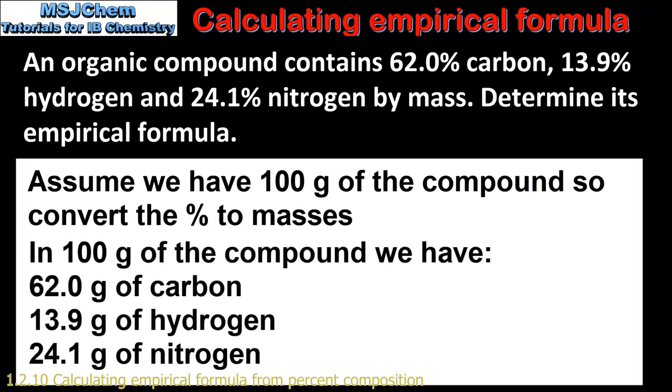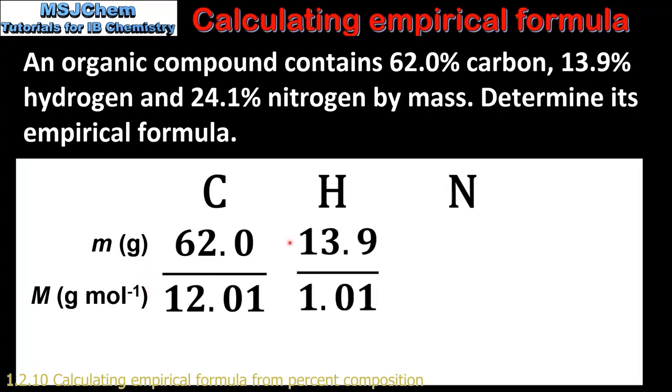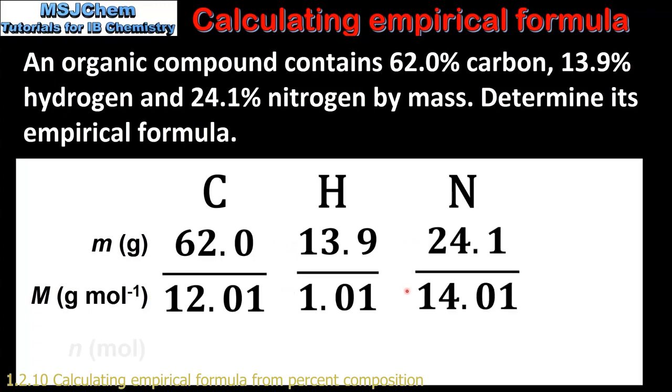So in 100 grams of the compound, we have 62 grams of carbon, 13.9 grams of hydrogen, and 24.1 grams of nitrogen. The second step is to convert from mass in grams to amount in moles. To do this, we'll divide the mass in grams by the molar mass. So for carbon, it's 62 grams divided by 12.01. For hydrogen, it's 13.9 grams divided by 1.01. And for nitrogen, it's 24.1 grams divided by 14.01.